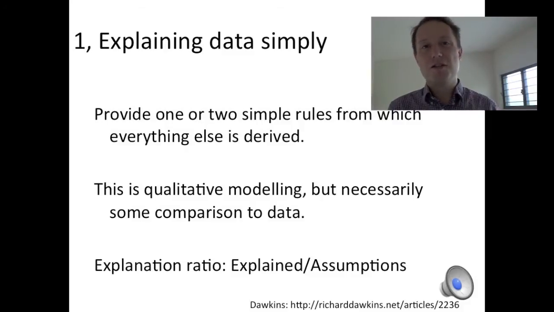And Richard Dawkins uses the example of natural selection. So Charles Darwin describes the theory of natural selection, and it explains a lot of what we see in the biological world. So the explanation ratio is extremely high. Lots of things explained by a simple description of the idea of survival of the fittest.